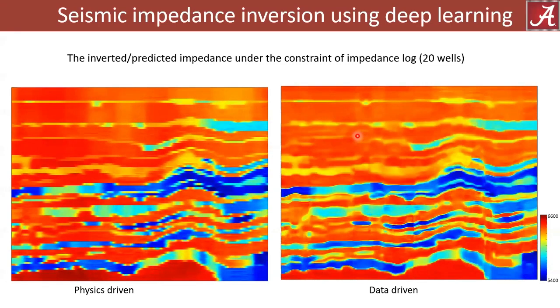And finally, with 20 wells for just this one line, which has 512 traces, the data-driven method gets a good enough result. But the physics-driven method is still good. One different thing we can see is the vertical resolution between these two methods. The physics-driven method has a better vertical resolution than the data-driven method here.